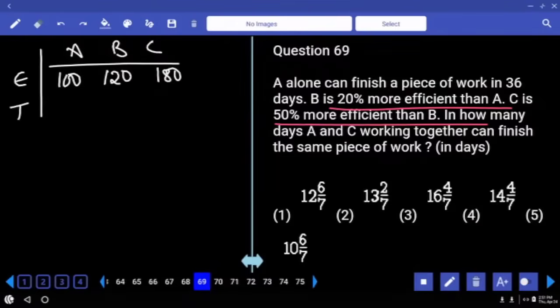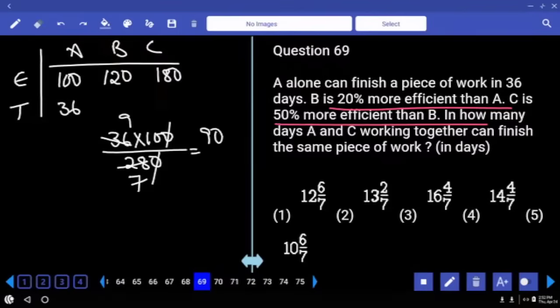Time taken by A to complete the work is 36. His efficiency is 100. Total work is equal to number of days multiplied by his efficiency. This is total work. Now this should be done by A and C together. Both A and C together do 280. 0 0 cancel. 4 90 times. 4 7 times. Numerator 90 by 7. 7 ones 12. That's it.